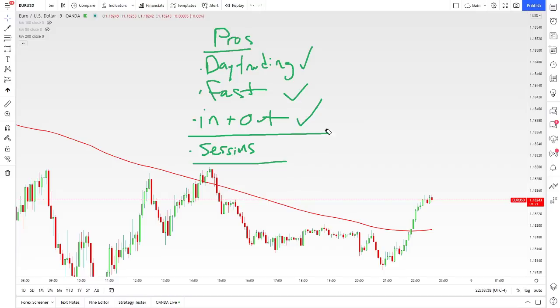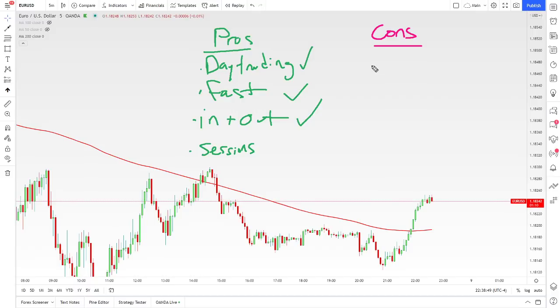I'm not going to lie, there are definitely some undisputable pros of the 5-minute chart. The cons, however, we do have to talk about this, of course. Everything in trading has pros and cons. There's nothing that's just all good. Everything has its ups and downs.